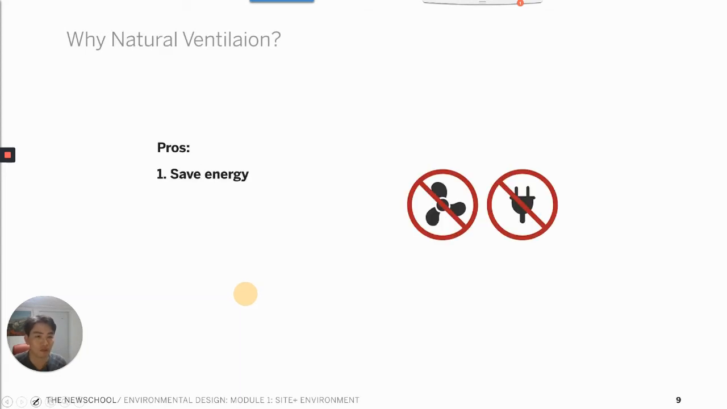The first good thing about natural ventilation is that it saves energy. It is pretty obvious, but the use of natural ventilation requires no electrical energy for fans, which constitute 25% of electrical consumption in mechanically ventilated buildings.